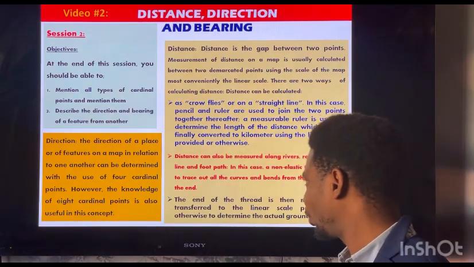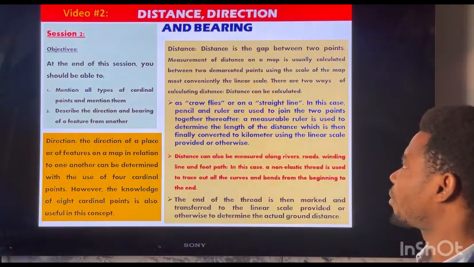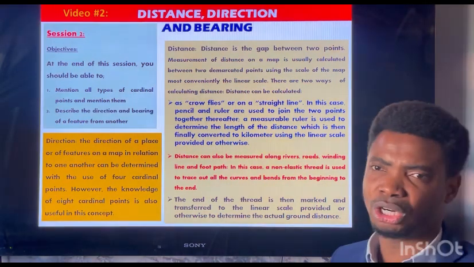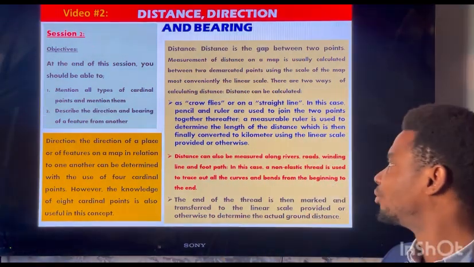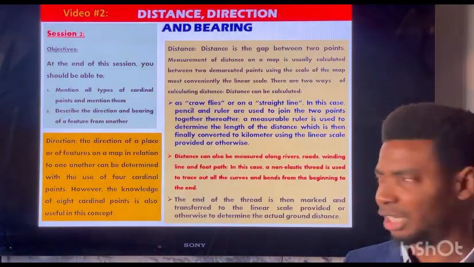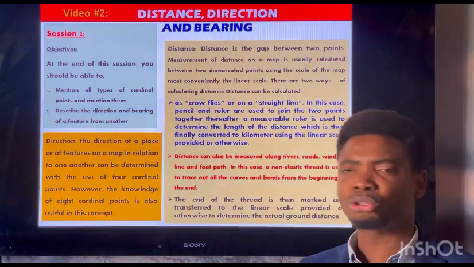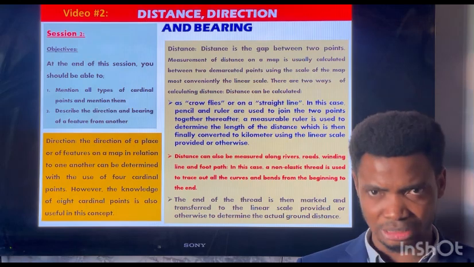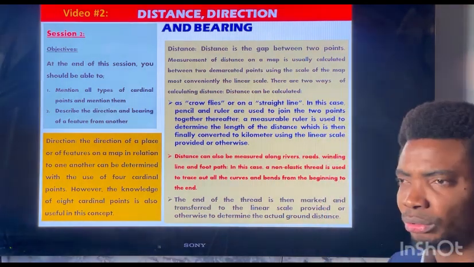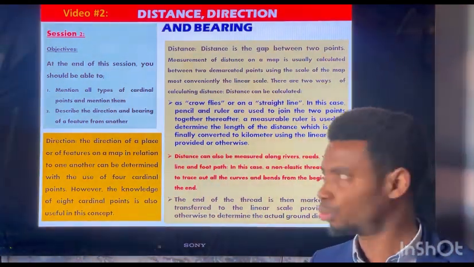Now let's start with direction. What is direction? Direction of a place or a feature on a map is in relation to one another, and it can be determined with the use of the 4 cardinal points. However, the knowledge of the 8 cardinal points is also useful in this concept. Before I show you the cardinal points, let's talk about distance so that we marry the two together.